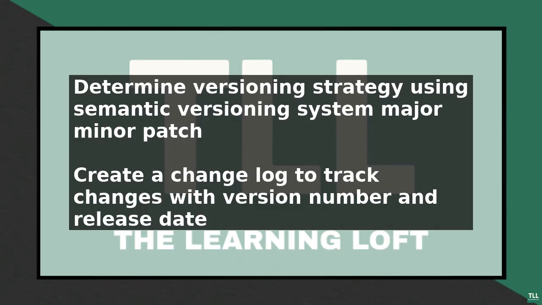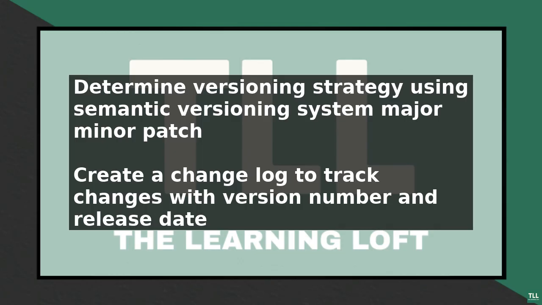Next, create a change log to track all changes made to the API. The change log should include the version number, date of release, and a brief description of the changes. This will help developers quickly identify what has changed and when. To version the Build.com API documentation, follow these steps.